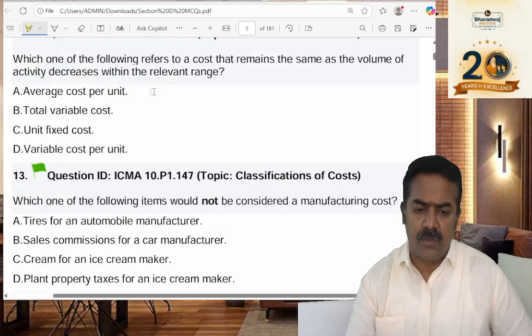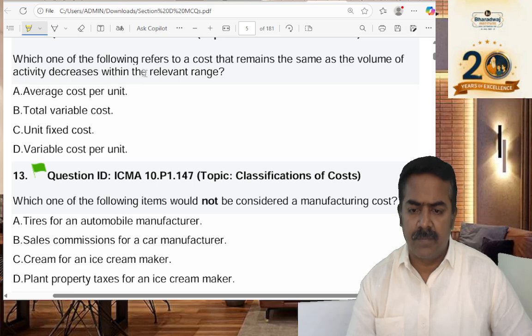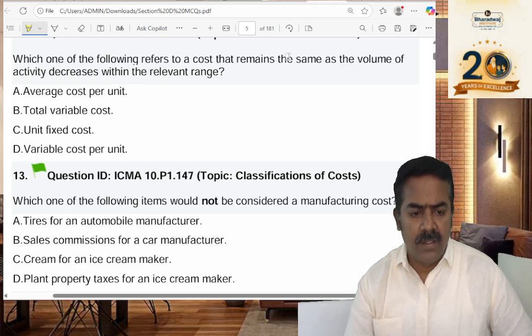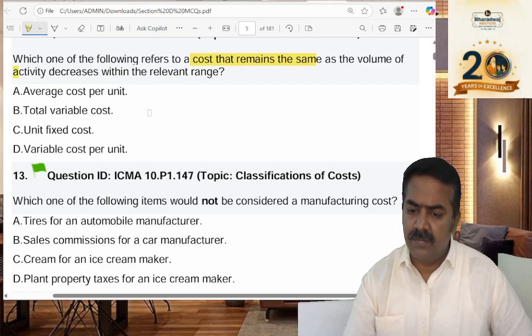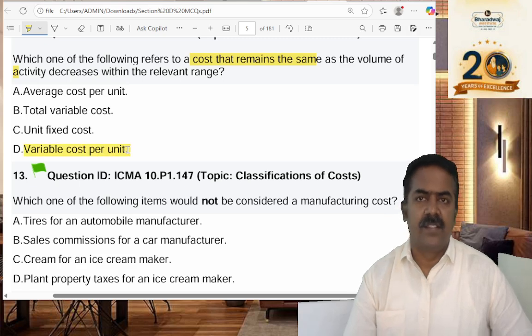Then, which one of the following refers to cost that remains the same as volume of activity decreases within the relevant range? Variable cost? Think. Average cost will change. Total variable cost also will change. Unit fixed, okay, this is correct.